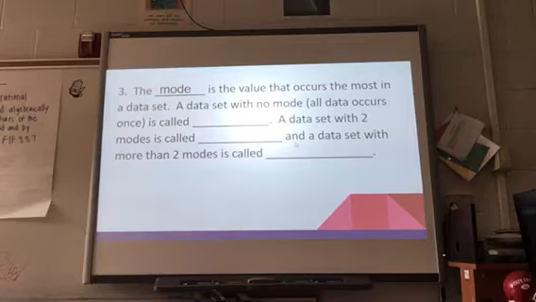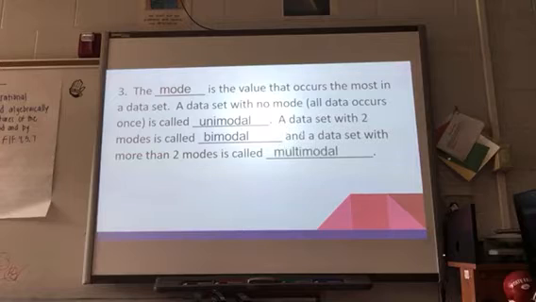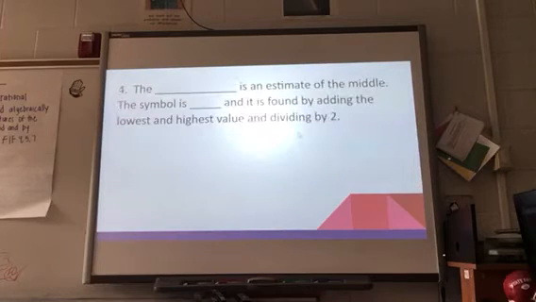The third measure of central tendency is the mode. That's what occurs the most. No mode is called unimodal. Two modes is bimodal. More than two is called multimodal.